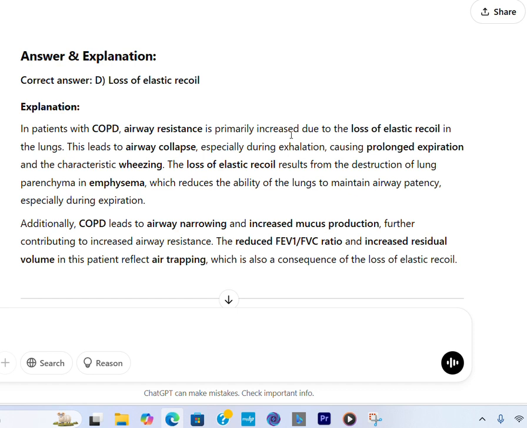Additionally, COPD leads to airway narrowing and increased mucus production, further contributing to increased airway resistance. The reduced FEV1/FVC ratio and increased residual volume in this patient reflect air trapping, which is also a consequence of the loss of elastic recoil. Why not the other choices?